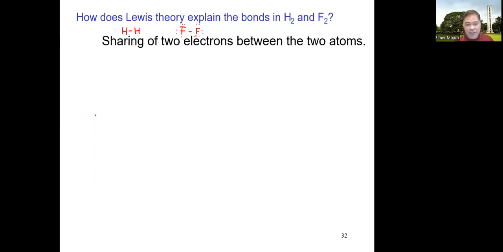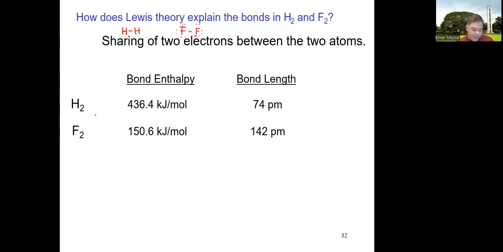But if you're going to look at their property, even though they have a single bond, the bond length that they have is different. The bond enthalpy that they have is also different. So it has something to do with the orbitals that overlap. For H2, it's just a 2 1s orbital overlap, and for F2, it's a 2 2p orbital overlap. So you have a single bond in both H2 and F2, the same way, but they have different bond length and bond enthalpy. The Lewis structure cannot explain this.